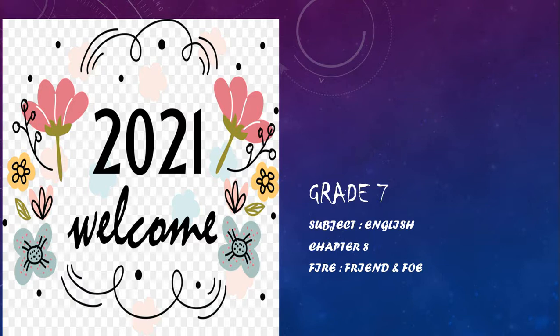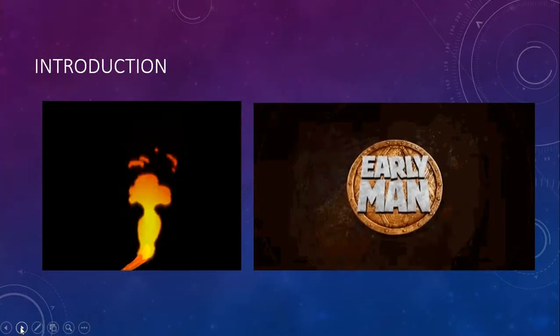Children, today in this session we will discuss the 8th chapter from your Honeycomb text, that is Fire, Friend and Foe. First of all, let us know what is fire. We all know that fire is a chemical reaction in which energy in the form of heat is produced. But here it's also given that fire is a friend and a foe.